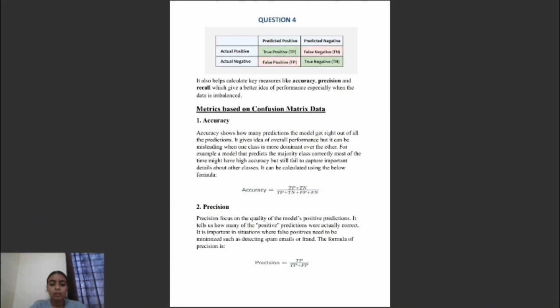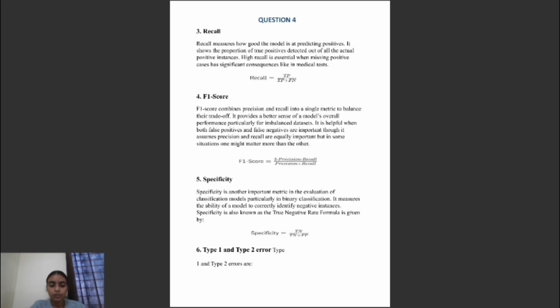Now, the second metric is precision. Precision focuses on how many of the predicted positive cases were actually correct. This is useful when you want to minimize false positives. Examples include spam detection, fraud detection, or any situation where a wrong positive prediction can cause unnecessary alarms. The formula of precision is equal to true positive upon true positive plus false positive.